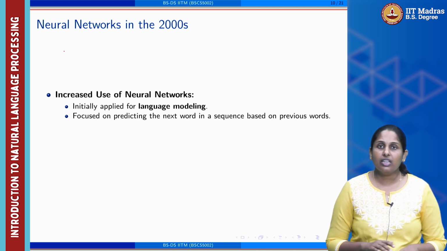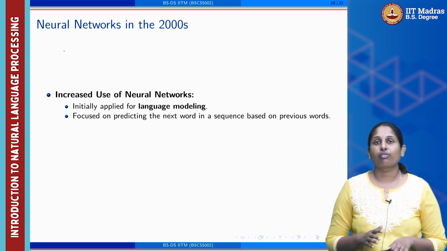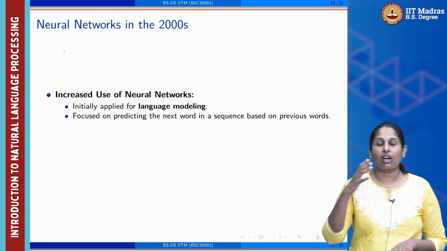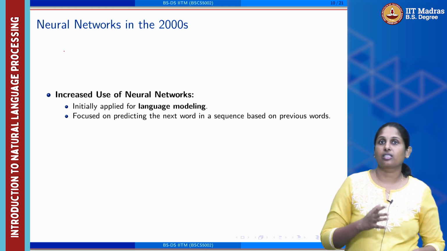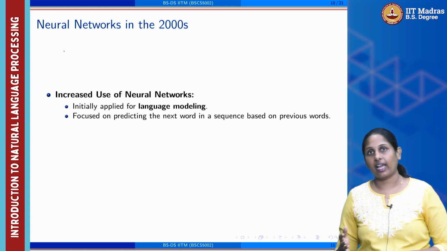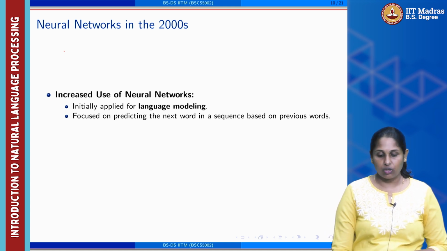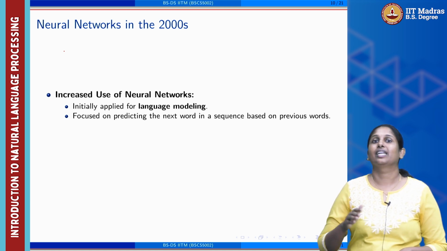There was an increased use of neural networks. These neural networks are a kind of replication of how our human brain works. There is some kind of connection across items in our brain. Similarly, they started replicating the same thing for language understanding and generation. They were initially applied to language modeling, where the focus of the neural network is to predict the next word.